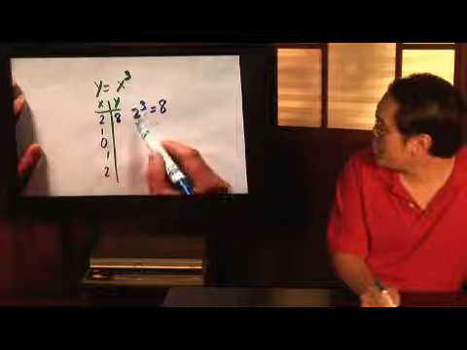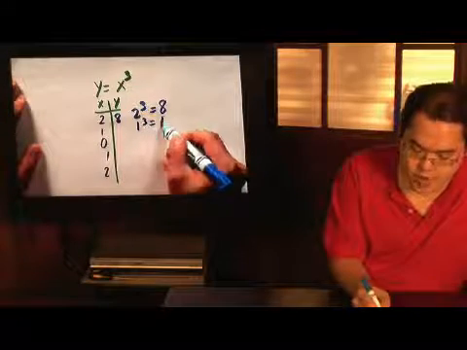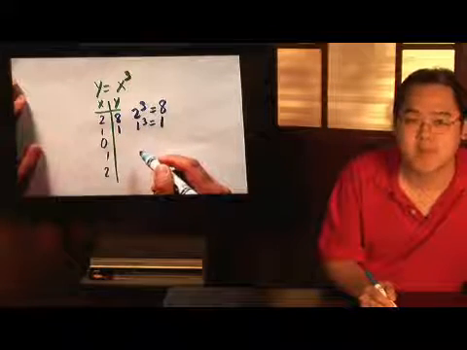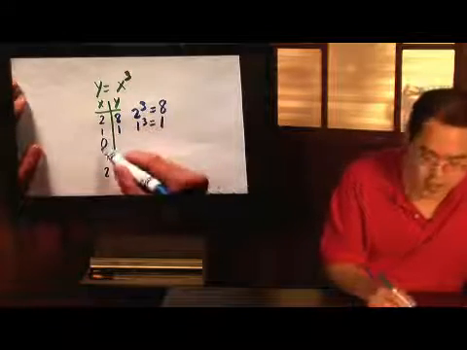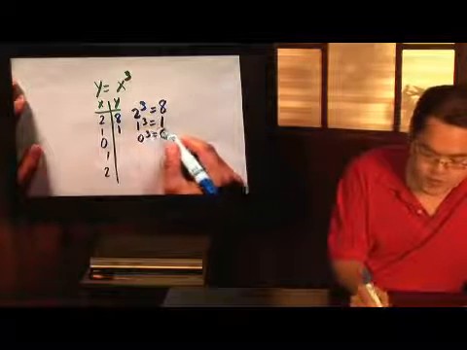When x is 1, you're going to have 1 cubed, which is going to equal 1. So when x is 1, y is 1. Sometimes the x and y coordinates match. Now, when x is 0, you have 0 cubed, and you know 0 cubed is going to give you 0.